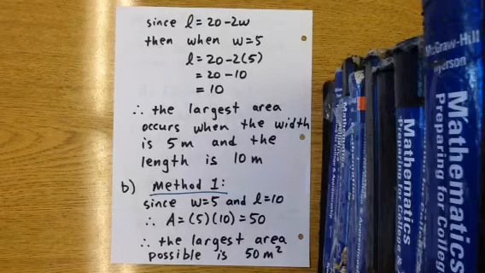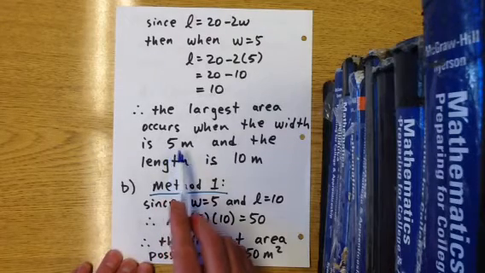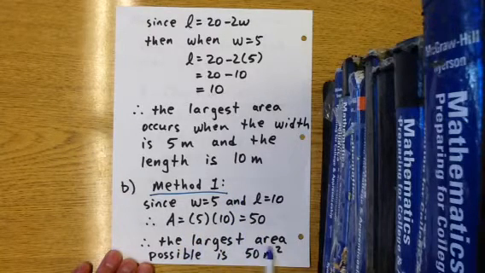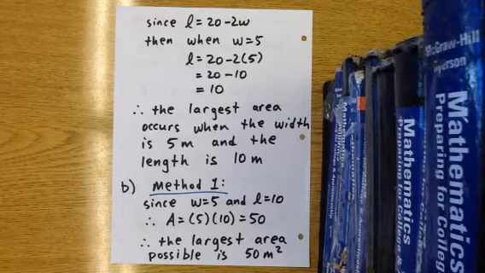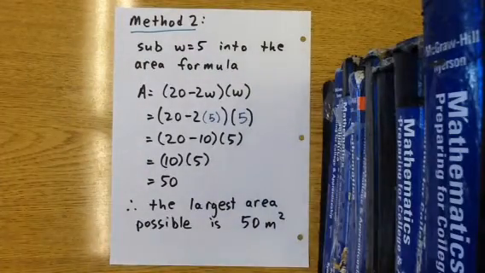Now for part B, it says, what is the maximum area possible? Well, one way that's kind of easy is to say, since the width is 5 and the length is 10, just multiply length times width. 5 times 10 is going to equal 50, and we can therefore say the largest area possible under these circumstances is 50 meters squared.